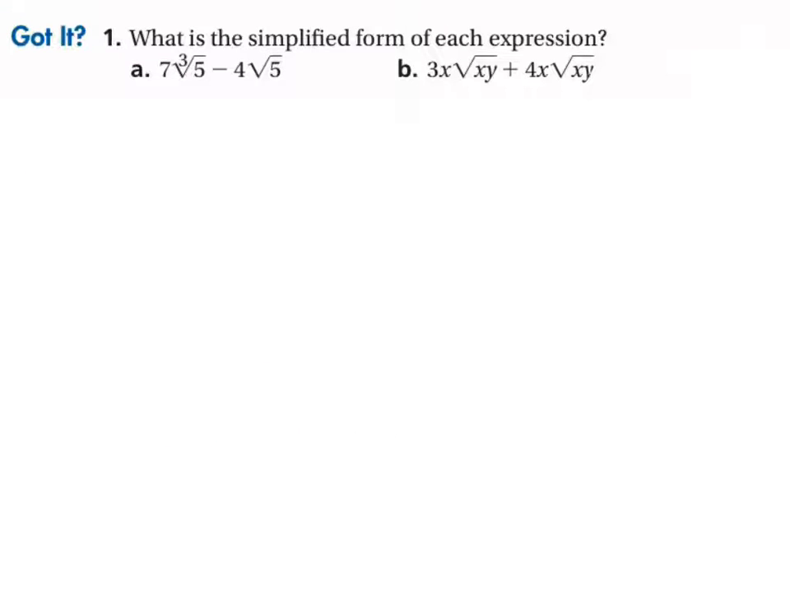So here, let's go ahead and try 2 more examples. For the first one, we've got 7 cube root of 5 minus 4 square root of 5. Different indexes means we're not going to be able to simplify this. So our answer as it was is the most simplified form.